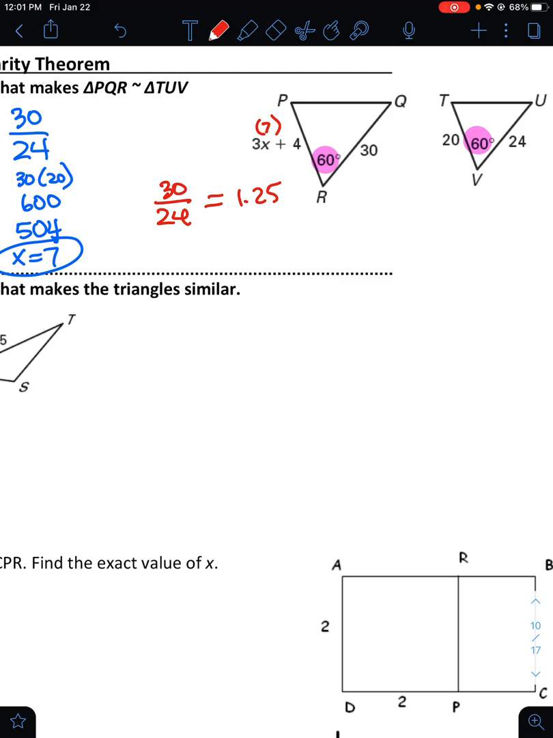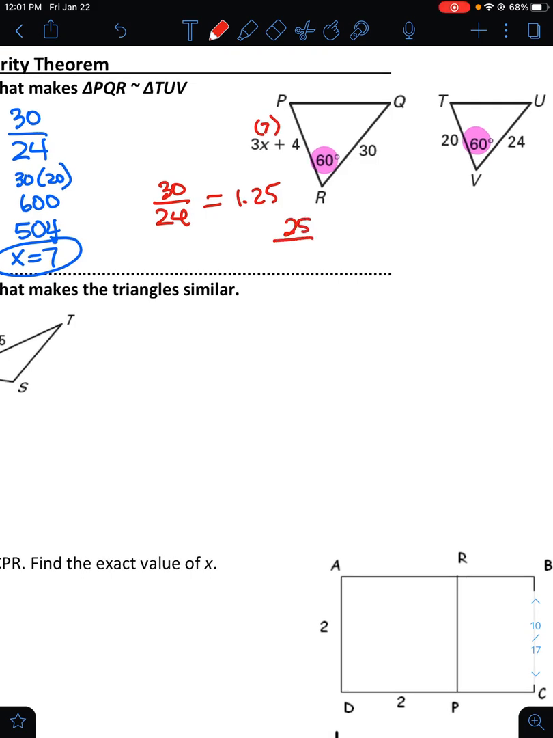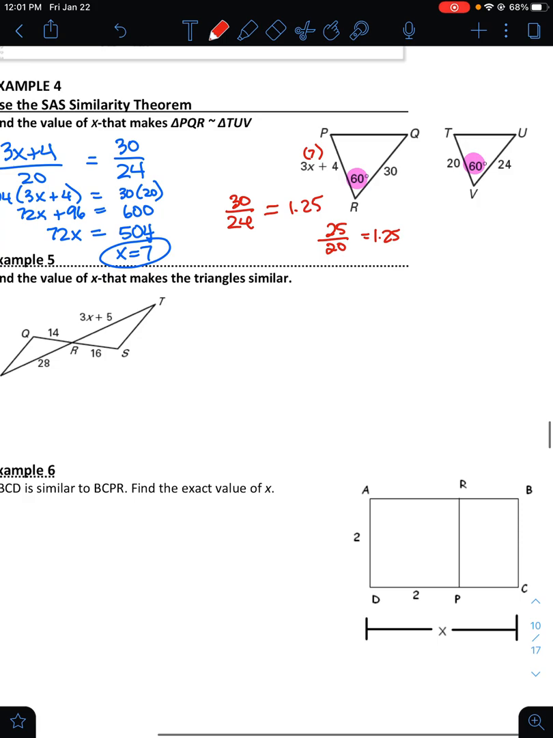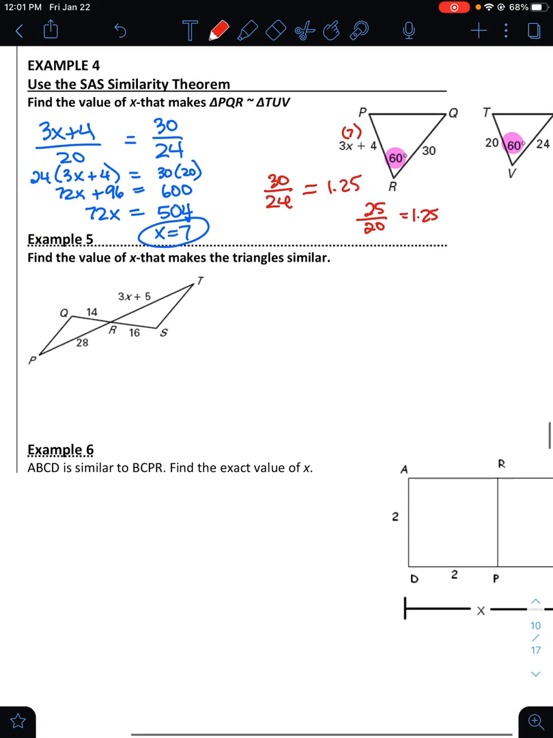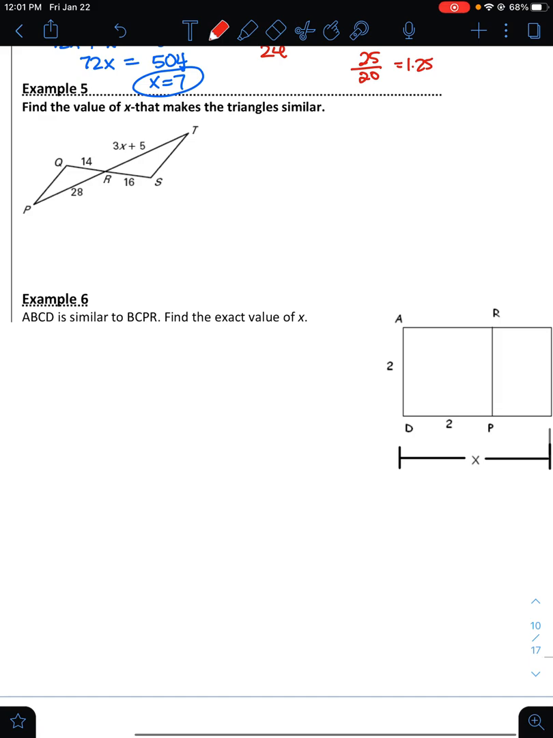So PR is going to be 21 plus 4, and so PR is 25. That would be in a ratio with 20. So 25 divided by 20 is 1.25. Okay, so that's just an extra layer of checking that you can do to make sure your algebra worked out correctly and you solved for x. Okay, I want you to pause and do number 5. Find the value of x that makes the triangle similar.